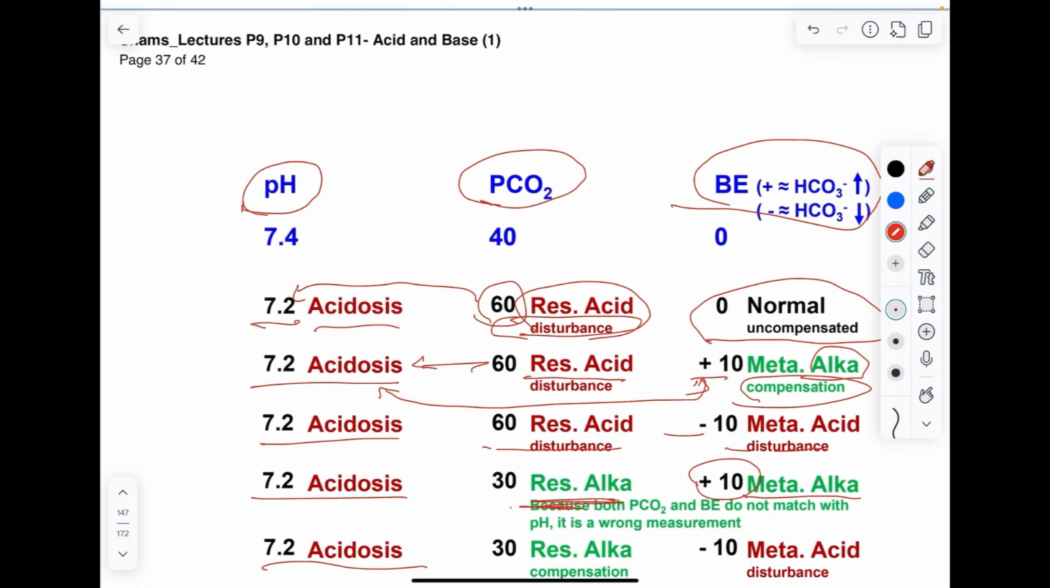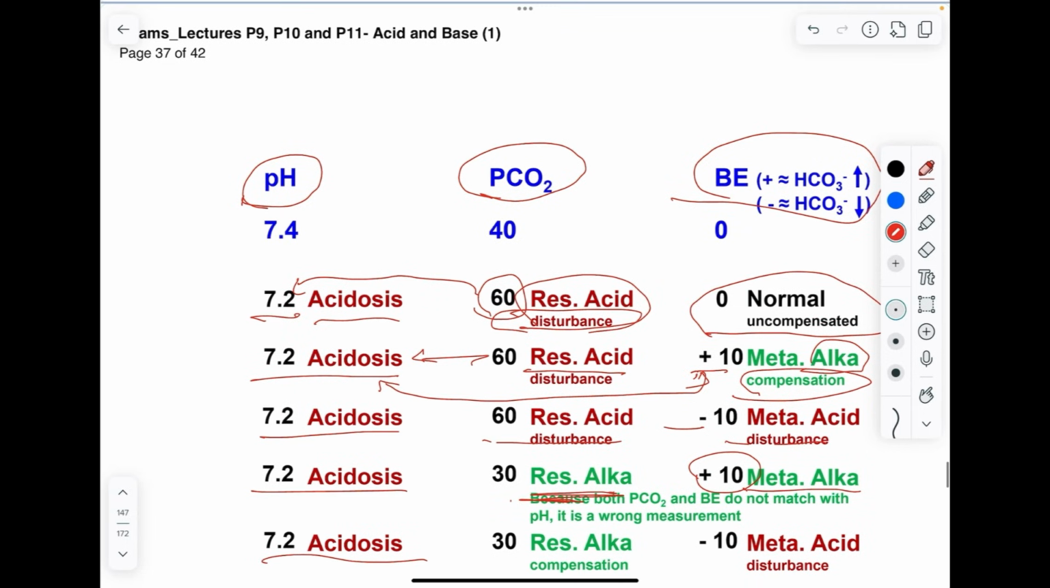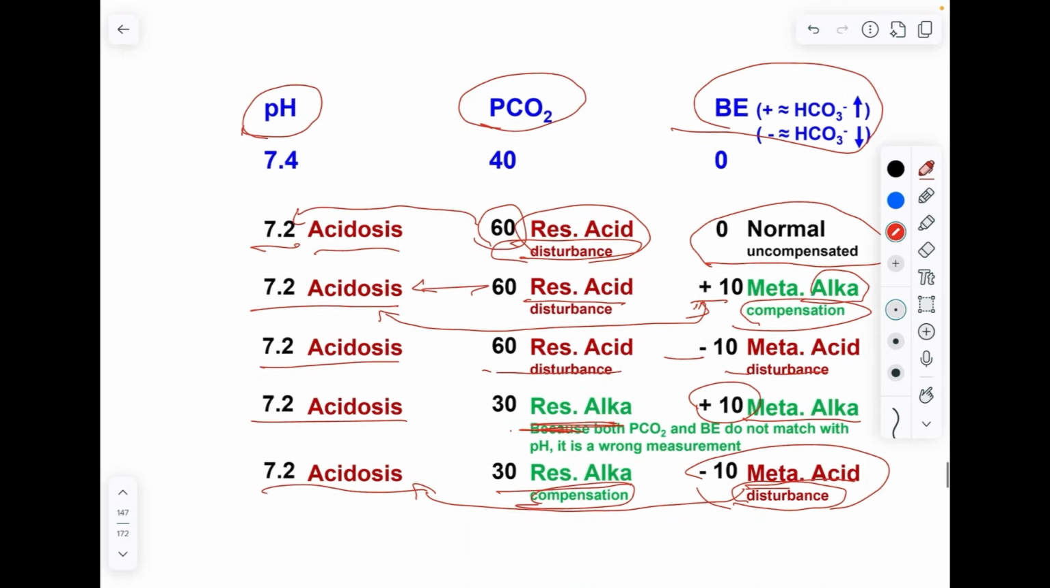Now look at this one, acidosis. And you will look at this, okay, respiratory alkalosis. Could be the compensation, could be not. Who knows? But after you look here and you find that, okay, metabolic acidosis, does it match? Yes, it does. So this is the disturbance and this is the compensation. And this is partially compensated metabolic acidosis.